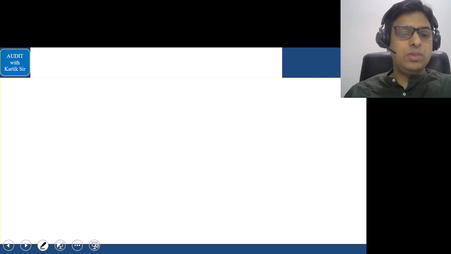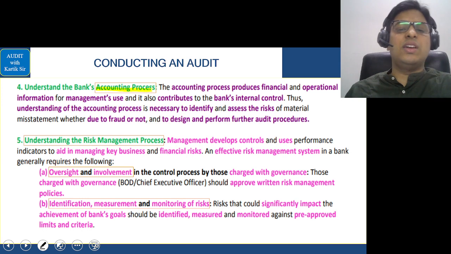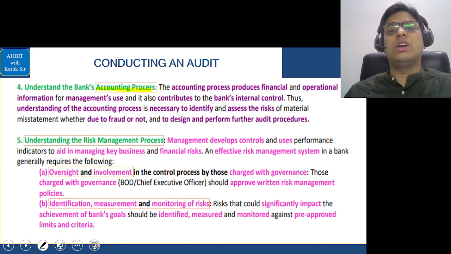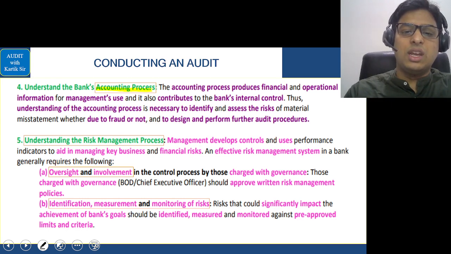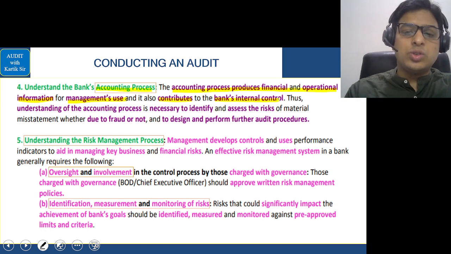Okay. Then the fourth one is understanding the bank's accounting process. Okay, I think in the class I've said many times that most of the banks in India use the software made by Infosys, and that is called Finacle Core. So accounting process means you're checking whether the software is working properly. So what are you checking in that? You're checking that the accounting process produces financial and operational information for banks for management's use. It also contributes to the bank's internal control. So you should identify and assess any risk of material misstatement in relation to that.